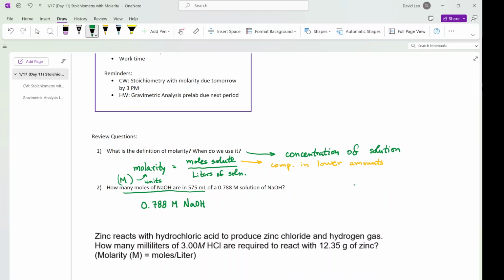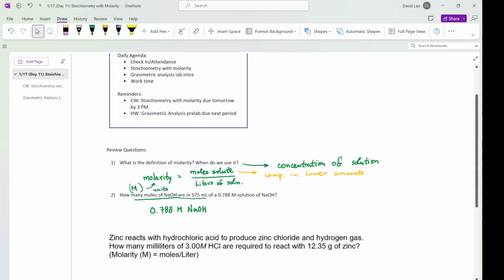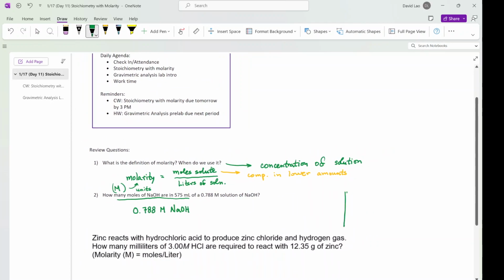So if you want to draw a picture or something, let's do that to the side here. You imagine that you have some bottle, all right? Some bottle of liquid here, the sodium hydroxide, some volume in there, and the bottle is labeled as 0.788 molar. All right, and you're going to pour some out into a beaker. You're going to transfer some into a beaker, and the volume that you're going to pour out is 475 milliliters.